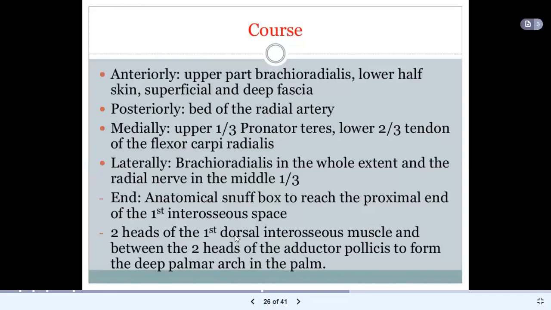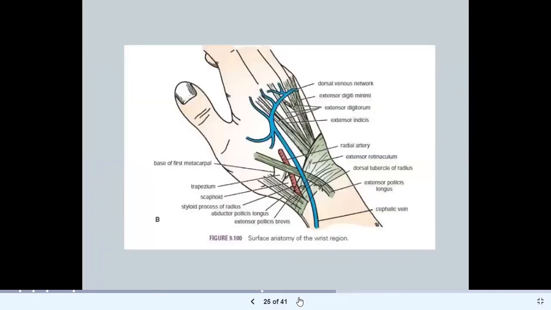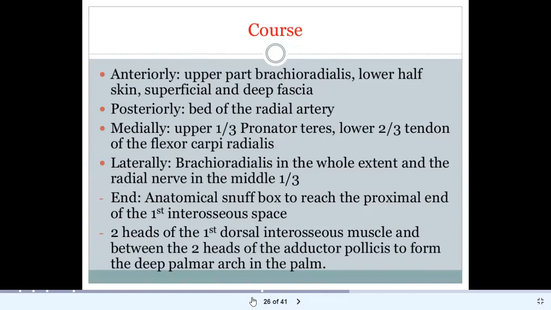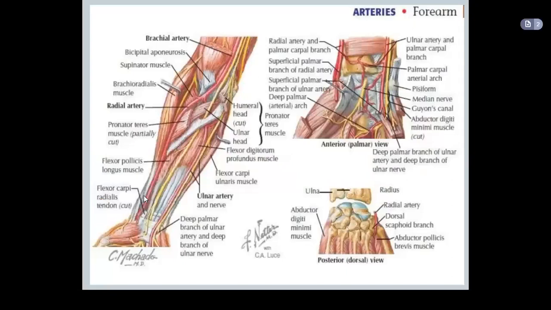And then laterally, you have your brachioradialis muscle in the whole extent and the radial nerve in the middle 1/3. So on the lateral aspects of the artery, you will find the brachioradialis and the radial nerve. So this is brachioradialis muscle coming down here. So running lateral to the artery, and then the radial nerve also running alongside. So these are the lateral relations of the radial artery.